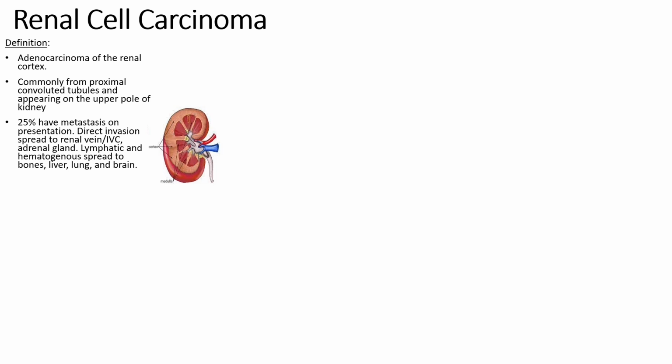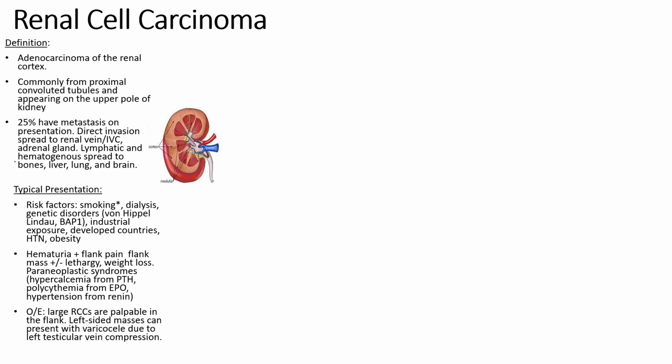So typical presentation, smoking and dialysis are your biggest risk factors for RCCs. There's also genetic risk factors like von Hippel-Lindau and BAP1. There's industrial exposure, living in a developed country, as well as hypertension and obesity. The triad for RCCs is hematuria, flank pain, and flank mass, but not every patient commonly presents this way. Like many cancers, you have lethargy and weight loss, but you really want to look out for paraneoplastic syndromes.